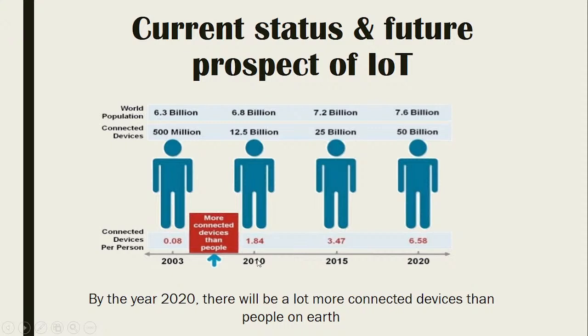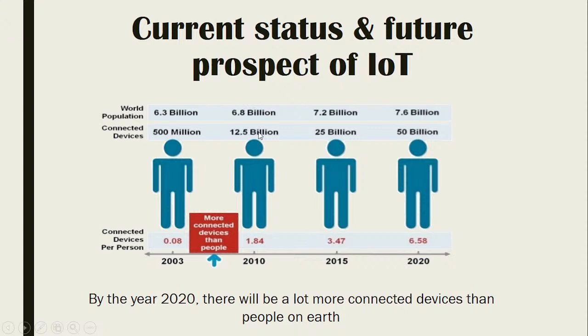And then in just 7 years, the world population increased by just 0.3 billion, 300 million. But the number of connected devices increased to 12.5 billion from just half a billion, 500 million. So from here you can see that for every single person there are 2 devices connected to the internet. Less than 2.